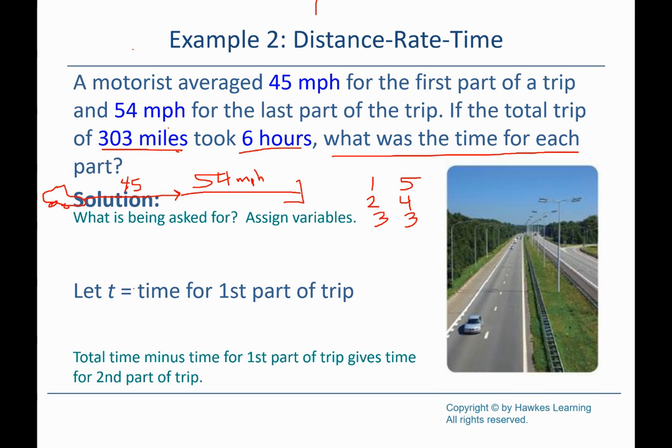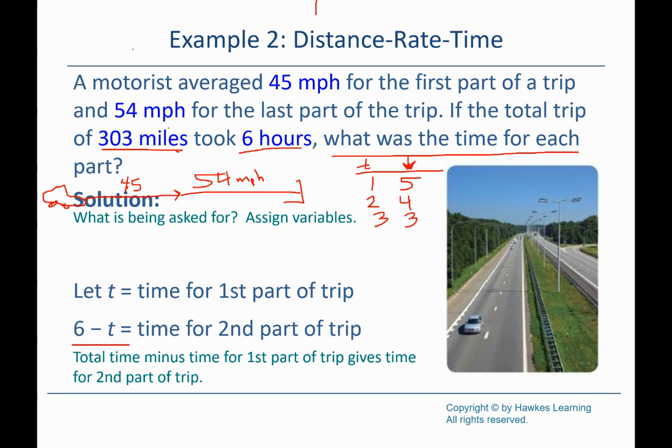How am I getting those numbers from t? This is t right here. Well, how I'm getting those numbers is I'm taking t and I'm subtracting it from 6, right? That's where the second part of the trip number comes from. So the time for the second part of the trip is 6 minus t. Whatever t was, I subtracted that from 6, and that gave me the second part of the trip.